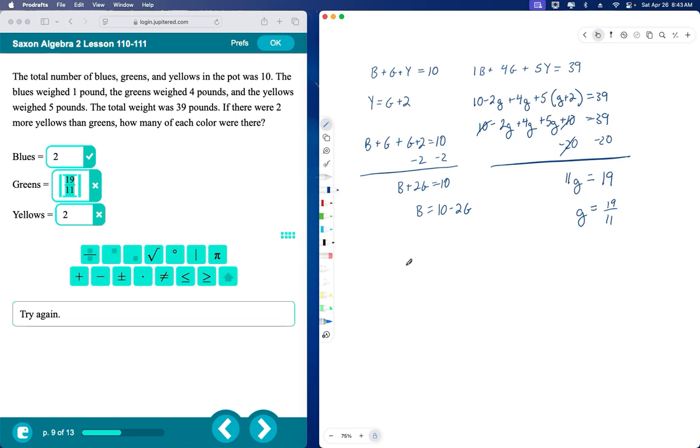If there were 2 more yellows than greens. So yellow equals green plus 2. Blues are 1 pound, greens are 4 pounds, yellows are 5 pounds. Total weight was 39 pounds. One times the number of blues would be 1 times 10 minus 2G. All right, let me make sure I did that part right.